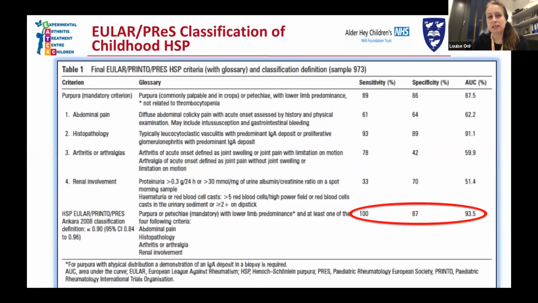So we have internationally agreed classification criteria that distinguish Henoch Schoenlein Purpura from different types of vasculitis, and these are generally used for diagnostic purposes as well. They rely on the presence of this very characteristic purpuric rash, which is predominantly on the lower legs, together with any one of the following criteria, so either abdominal pain, histopathology that demonstrates IgA deposition, arthritis or arthralgia, or renal involvement. And together, these give a very good sensitivity and specificity in distinguishing it from other types of vasculitis. And so the diagnosis of HSP is usually made from clinical findings.